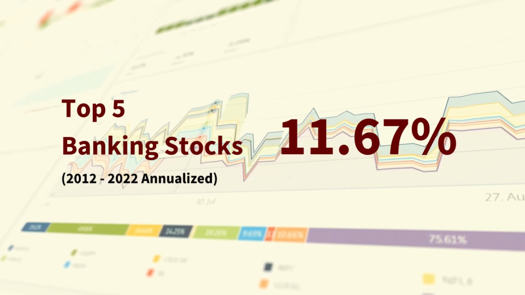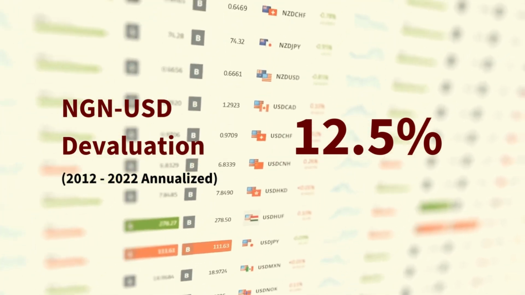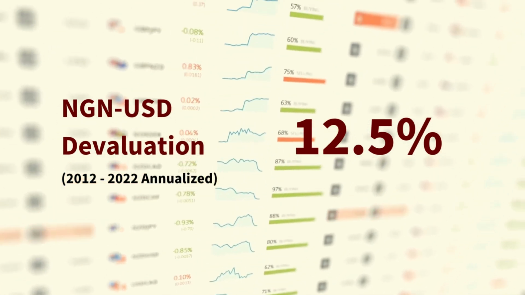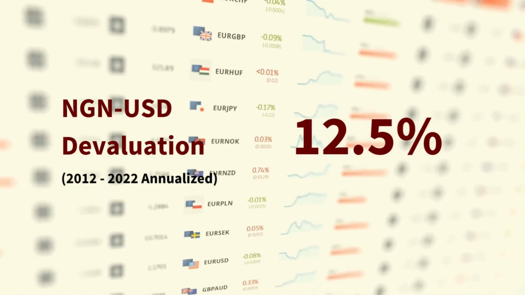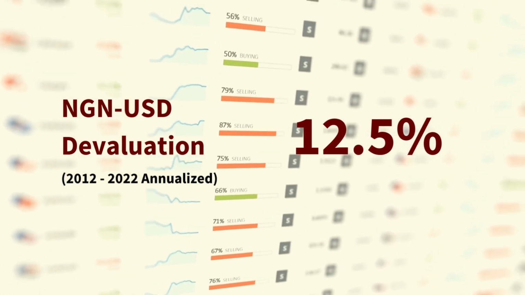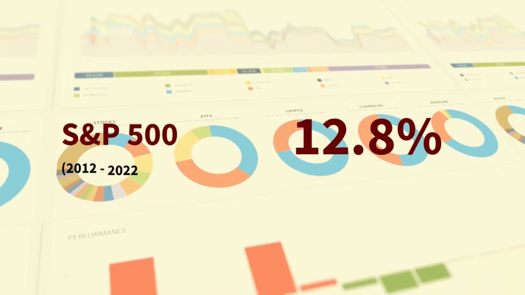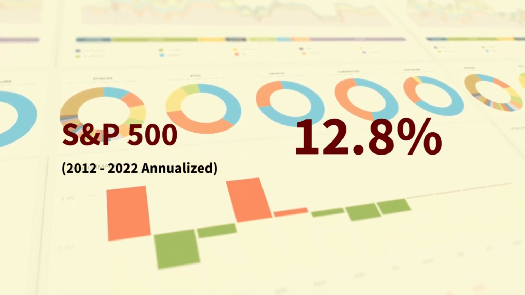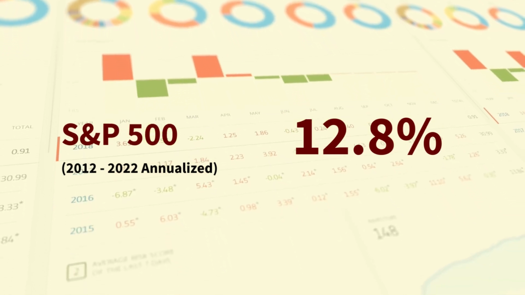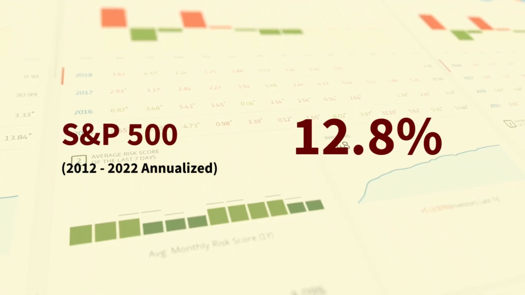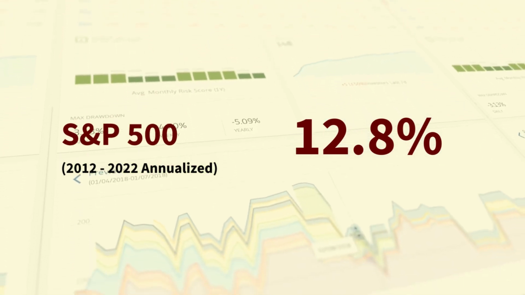But the sad news is if I look at currency devaluation over the same period, it's 12.5%. So it means I've actually lost all that value over the last 10 years simply because of currency devaluation. If I put that same money in the US stock exchange, say the S&P 500, which is an aggregation of the top 500 stocks by market capitalization, on an annualized basis, I've earned 12.8% in USD. So you can see the difference.